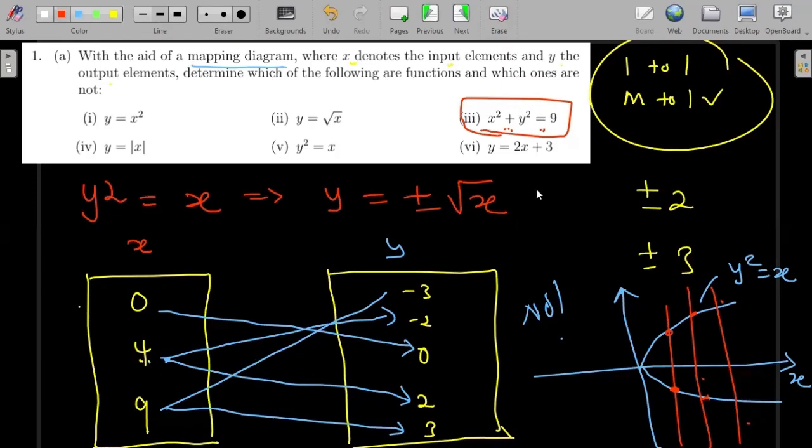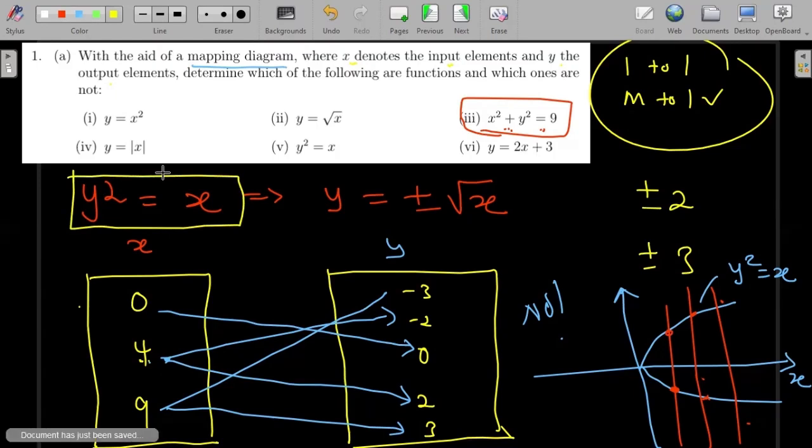Okay, so someone is asking, why did you say root x? Here I was just trying to make y the subject of the formula. When we're dealing with functions at your level, you always make y the subject. So how do we make y the subject? I square root this side, the square root and the square cancel, so I only remain with y.